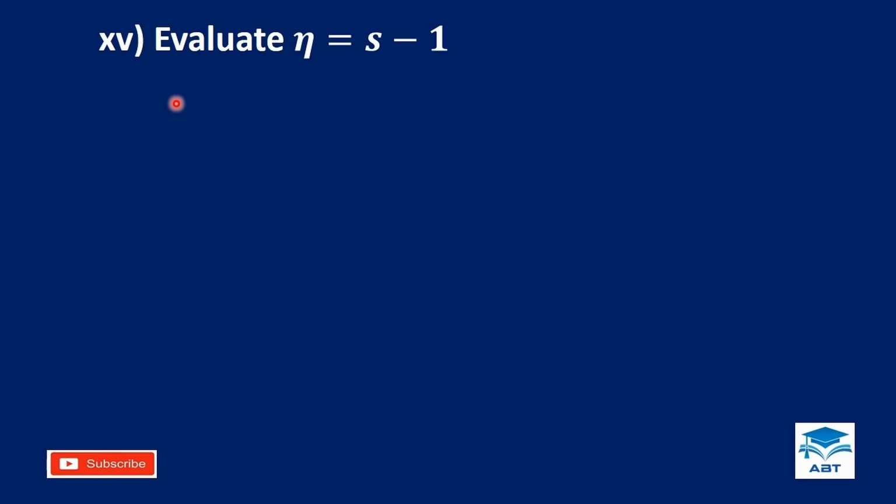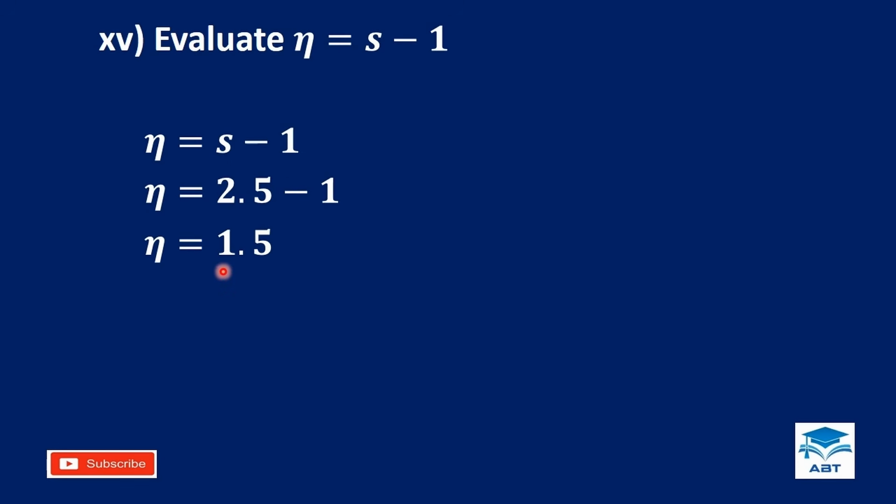Now we are going to evaluate eta, which is equal to the slope minus 1. The slope is 2.5, so we subtract 1 from the slope, and we have 1.5. The answer should be approximately equal to the refractive index of the rectangular glass prism used for the experiment.